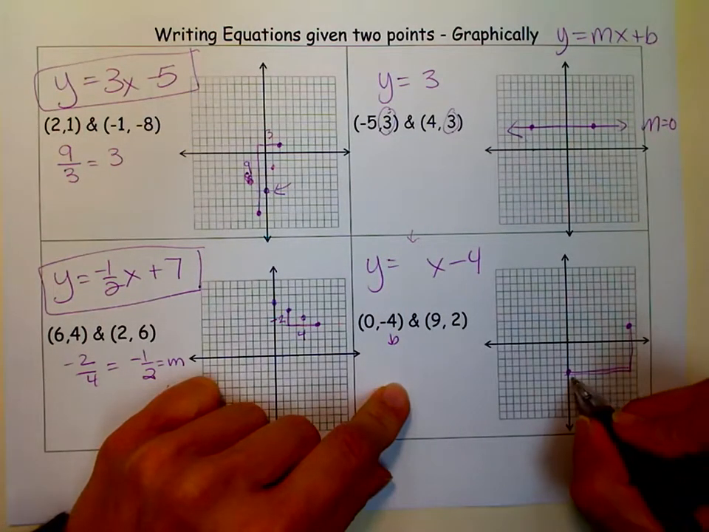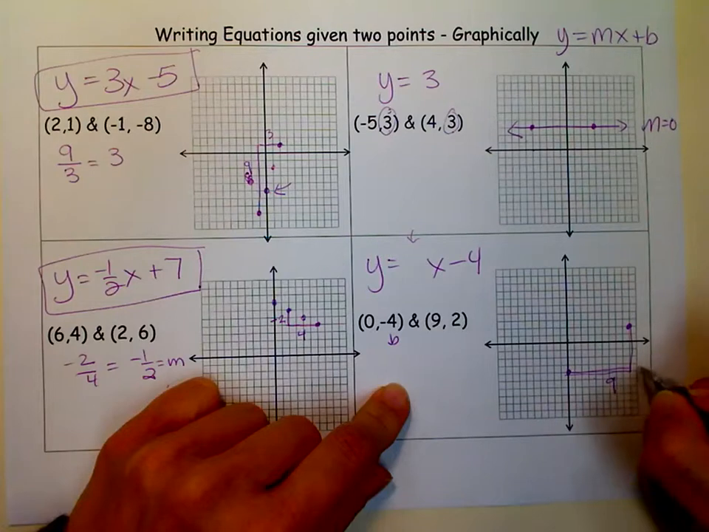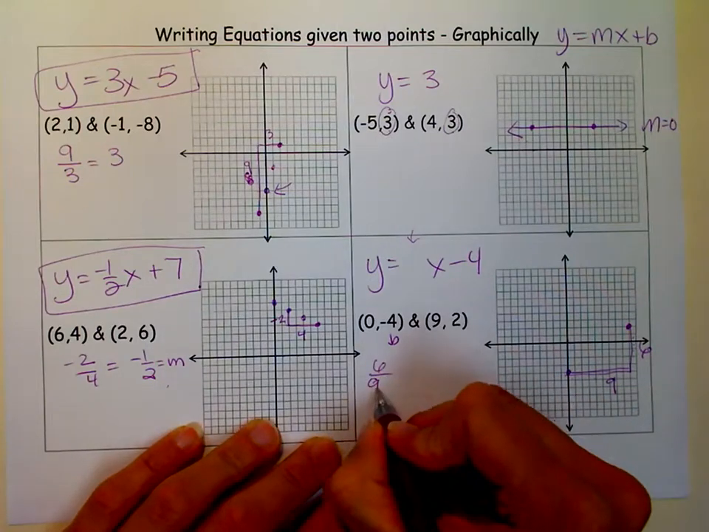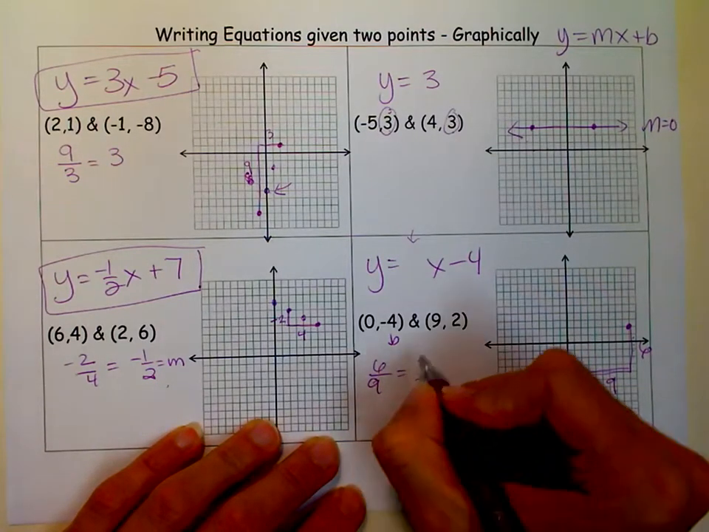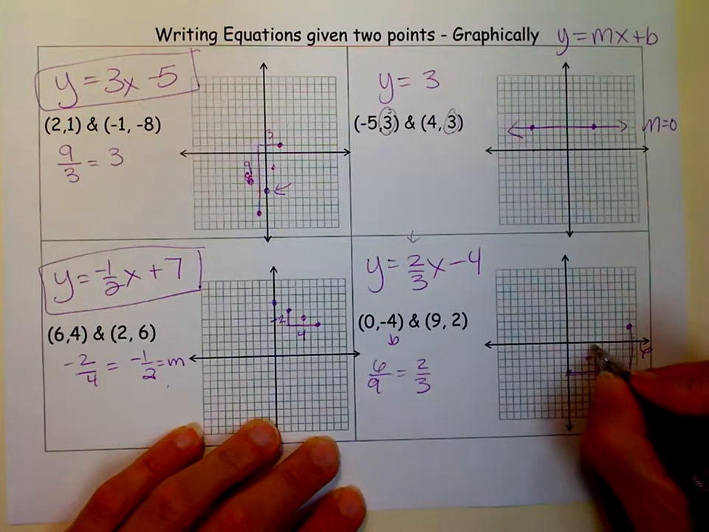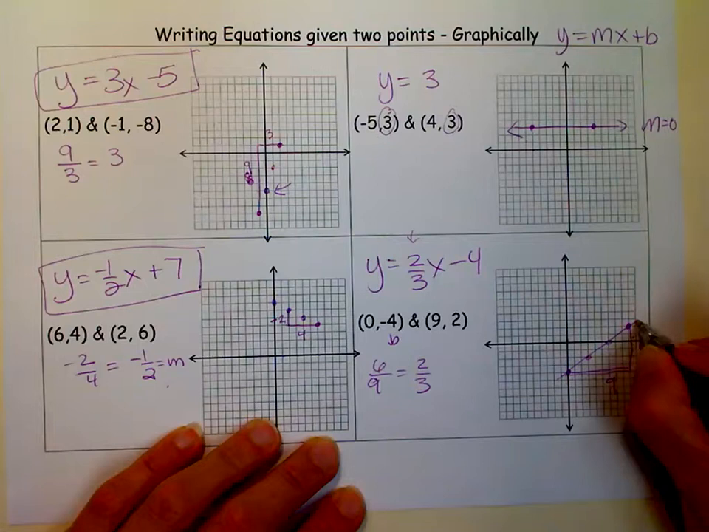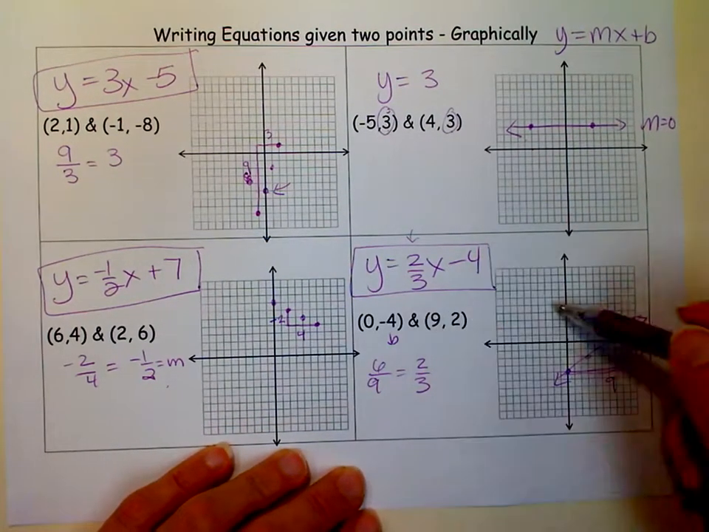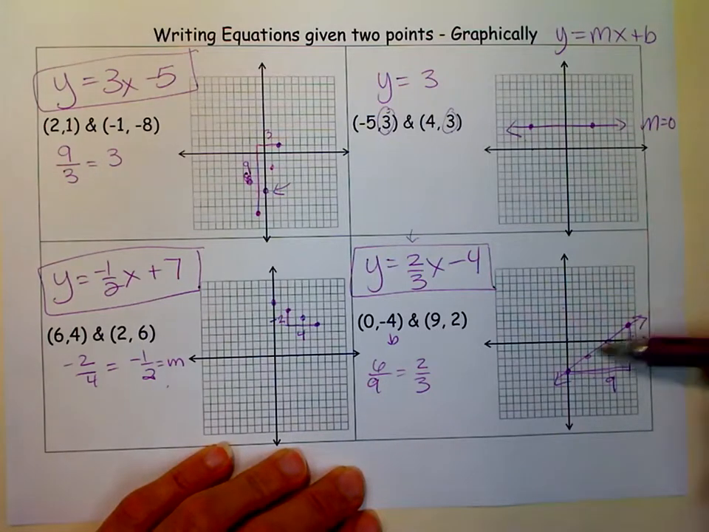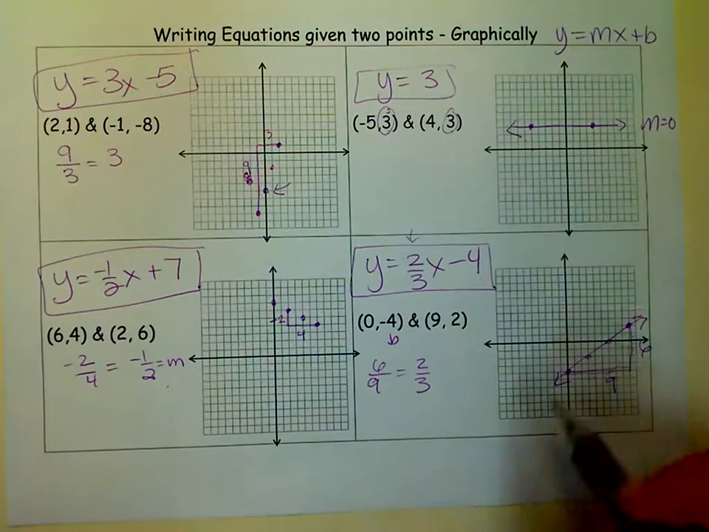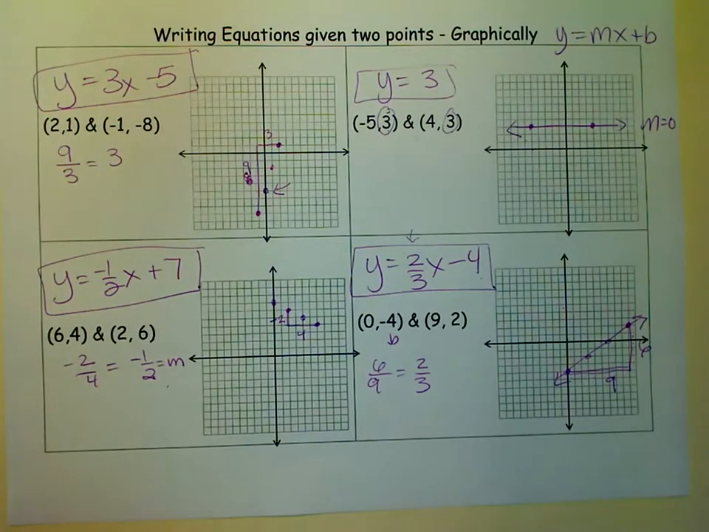So let's see. 1, 2, 3, well, we know that was 9, didn't we? 1, 2, 3, 4, 5, 6. So it's 6 over 9. And 6 over 9 reduces to 2/3. So we know it's 2/3. So we could do a couple more points if you wanted to, and connect the dots. Really, we were just using the graph to help us, so we probably didn't need to graph the whole line once we found our slope and y-intercept. But that is how you write equations of lines using a graph to help you instead of doing it algebraically.